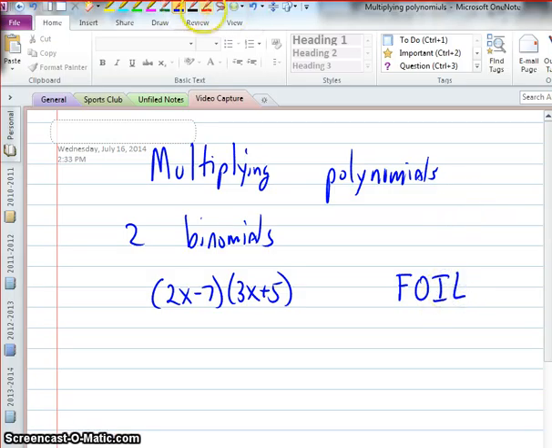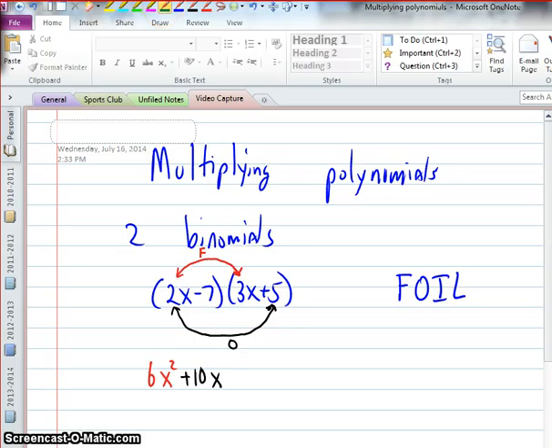We're going to look at this and say to ourselves, okay, this is the first term in each one of the binomials. And we're going to start by multiplying those together. So 2x times 3x is 6x squared. Then we're going to say these two terms here are the outside terms. So I'm going to multiply them together. 2x times 5 is 10x.